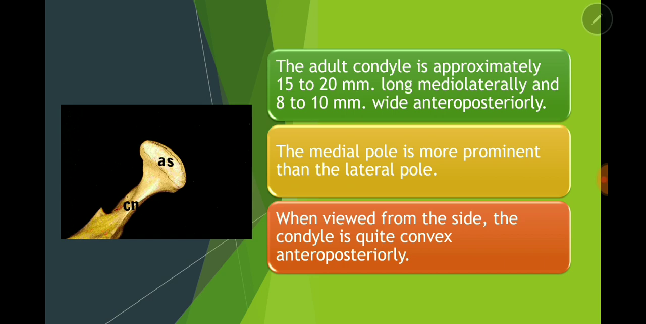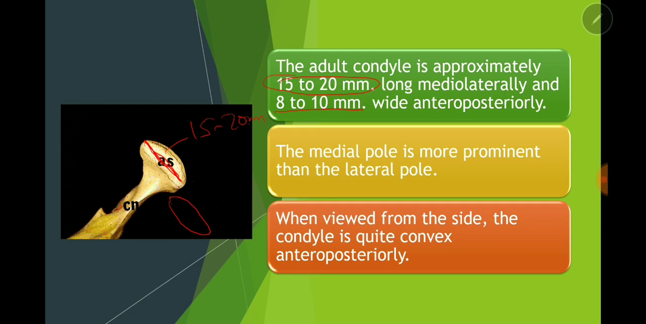The adult condyle is approximately 15 to 20 millimeters long mediolaterally, and anteroposteriorly it is 8 to 10 millimeters wide. So the condyle is like a football, not a soccer ball. The soccer ball is round, but I mean American football. It's almost like an egg.